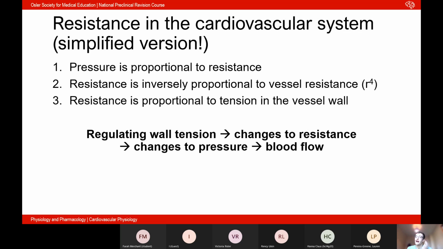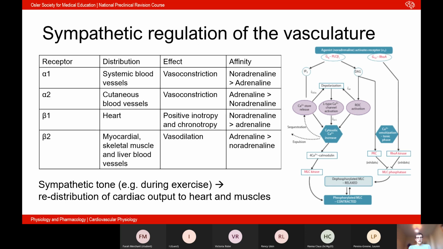Sorry about that. So how do we regulate blood pressure? Well, we change wall tension. That's by the nervous system. That alters the resistance, and then that changes pressure, and that's how we regulate blood pressure and therefore can modify blood flow. So how do we regulate the smooth muscle and the radius of those vessels, or vascular tone, as it can sometimes be called?